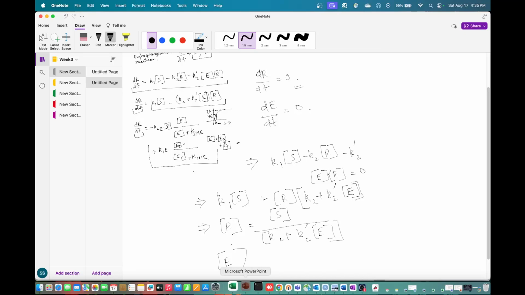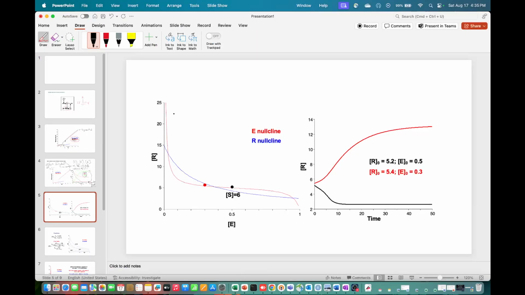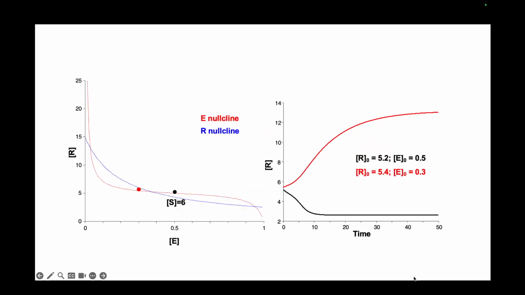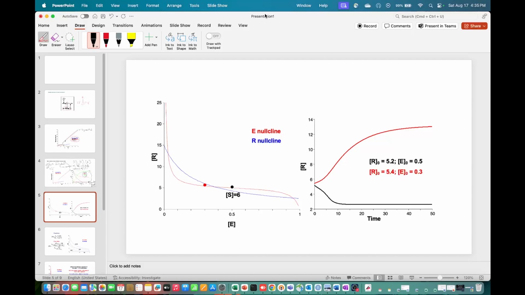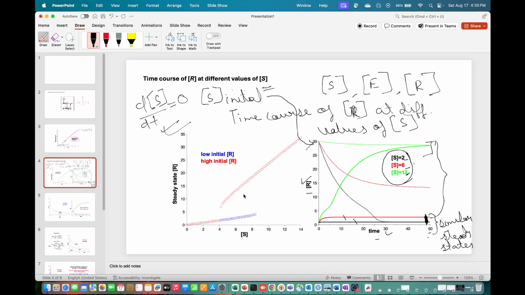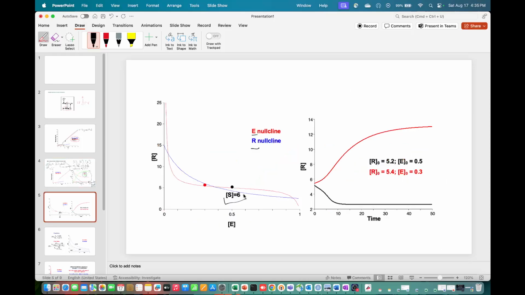Okay, so how will the behavior look? Now if you plot the E nullcline with the R nullcline, if you compare them, here S is constant, because for different values of S the R will be different. So here we have taken S to be constant, to be 6. Then you see the E nullcline and the R nullcline.